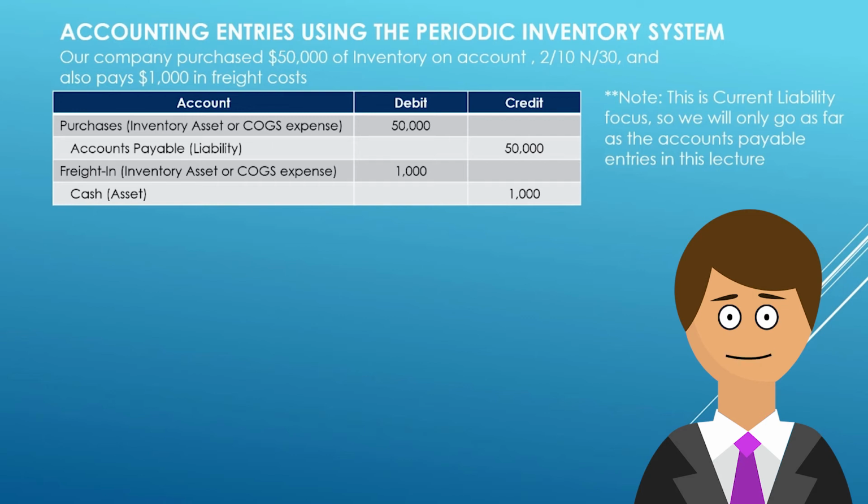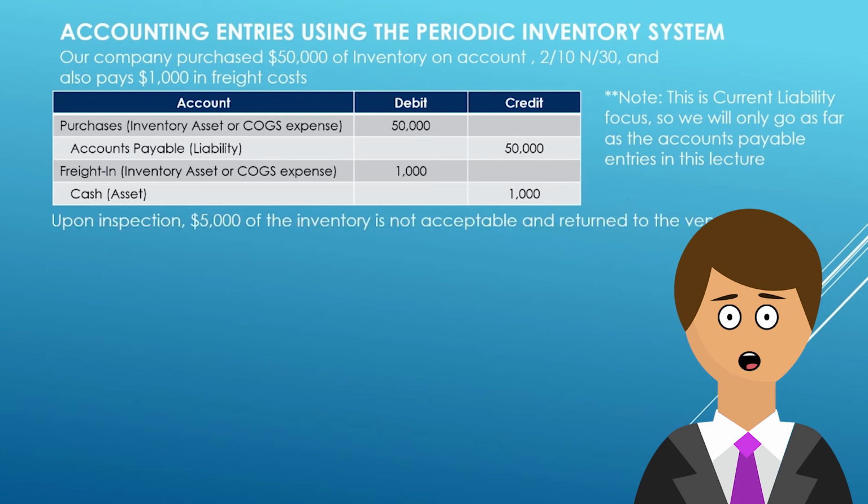We're going to record that freight in cost, which is tracked just like the purchases. At the end of the period, we're going to put some of that to inventory assets, some of it to cost of goods sold, and that's $1,000, and then we're going to have paid cash for that, we're assuming. So we'll credit cash for that freight cost.